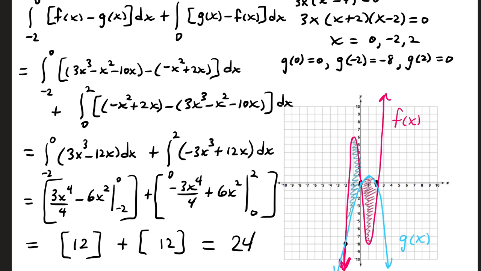Okay, let's integrate. That's 3x to the 4th over 4 minus 12x squared over 2. That's 6x squared. Substituting in a 0 followed by a negative 2, subtract, that gives you 12. This has an area of 12. The other integral from 0 to 2, we integrate negative 3x to the 4th over 4 plus 6x squared from 2 to 0. Subbing in 2 minus subbing in 0 gives us 12. Even though it doesn't look like it, these two sections have equal areas. Total area, 24 square units.